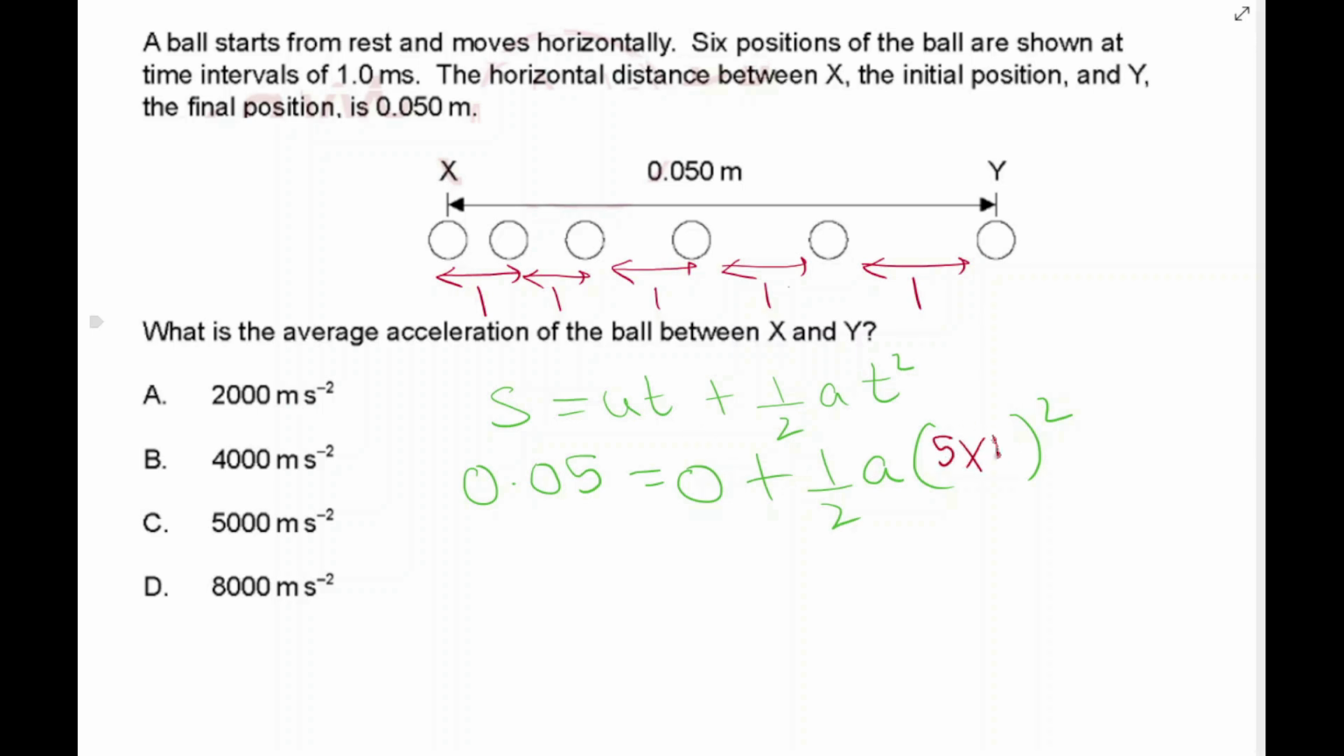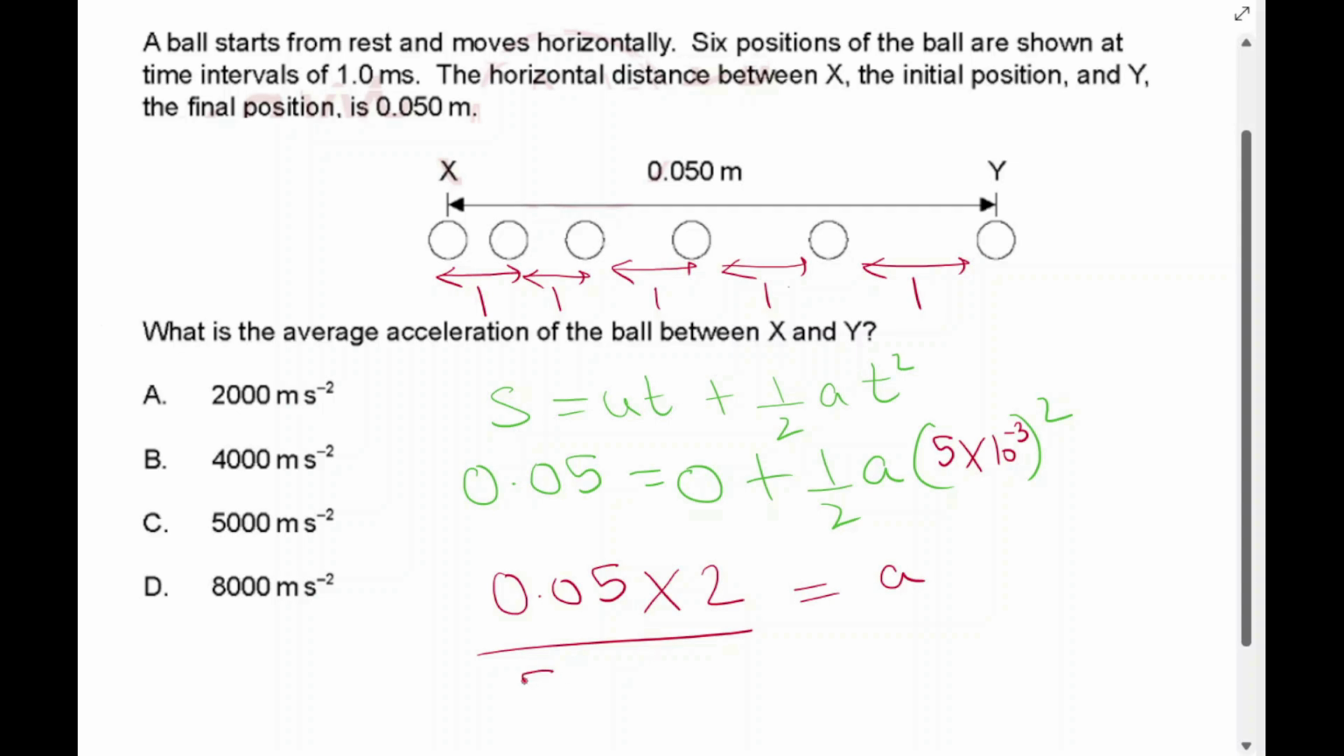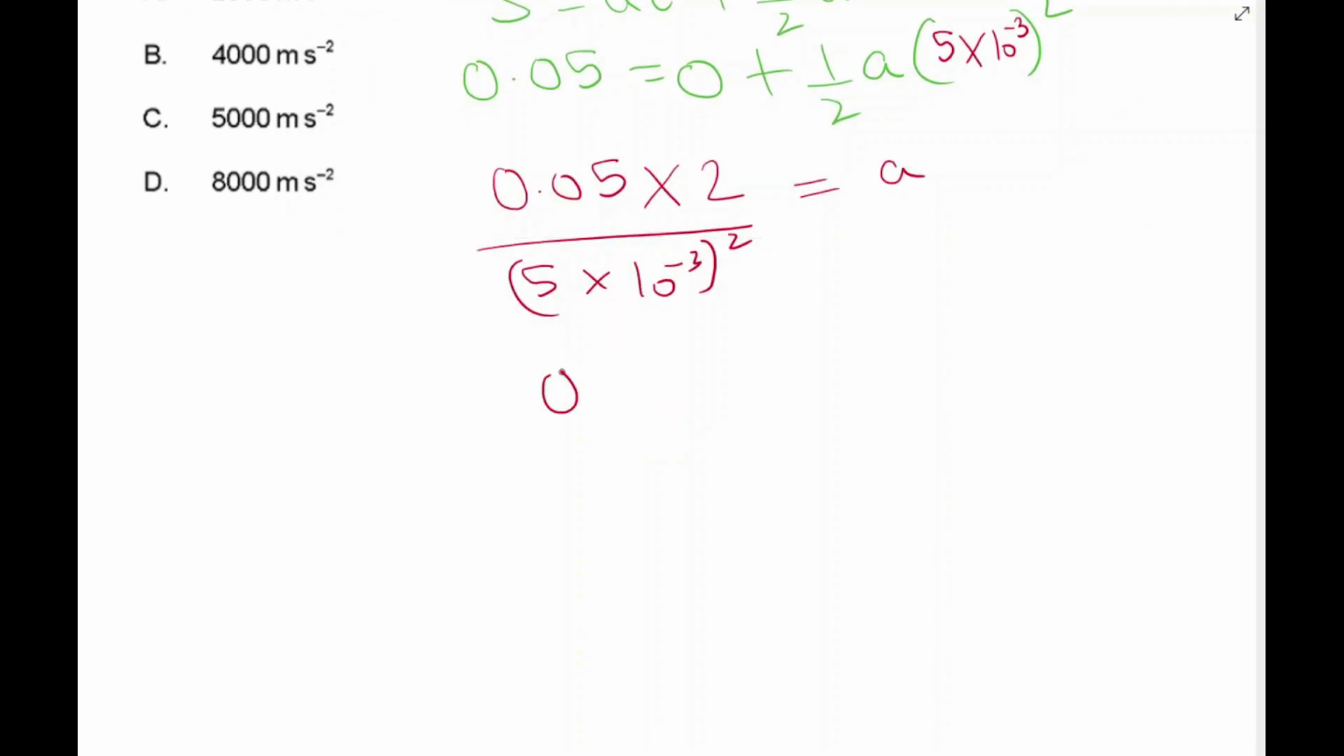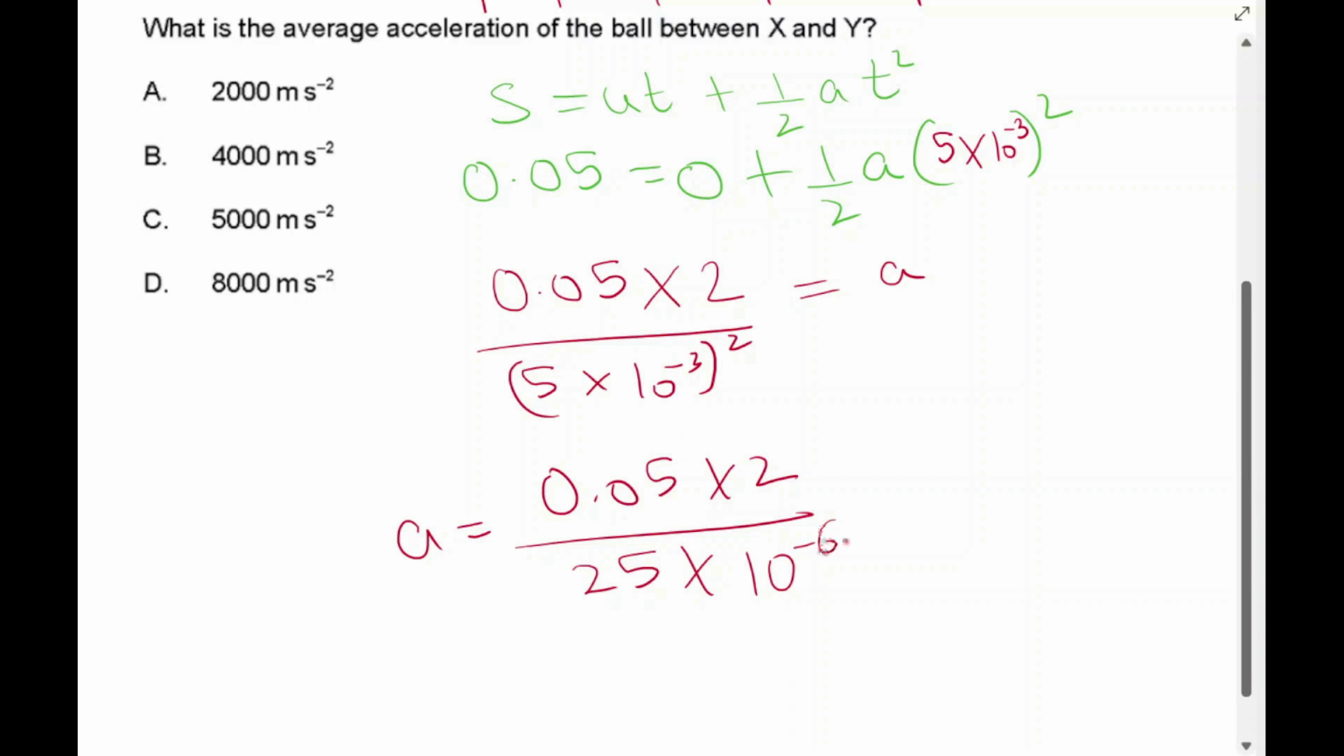And we will need to convert that into seconds, so 10 to the power minus 3. Now let's simplify. We'll get 0.05, and let us make acceleration the subject. The 5 into 10 to the power minus 3, squared, we will write in the denominator. The numerator is 0.05 multiplied by 2, and in the denominator we write 25 into 10 to the power of minus 6. If we simplify this expression, we get the acceleration as 4,000 meters per second squared.